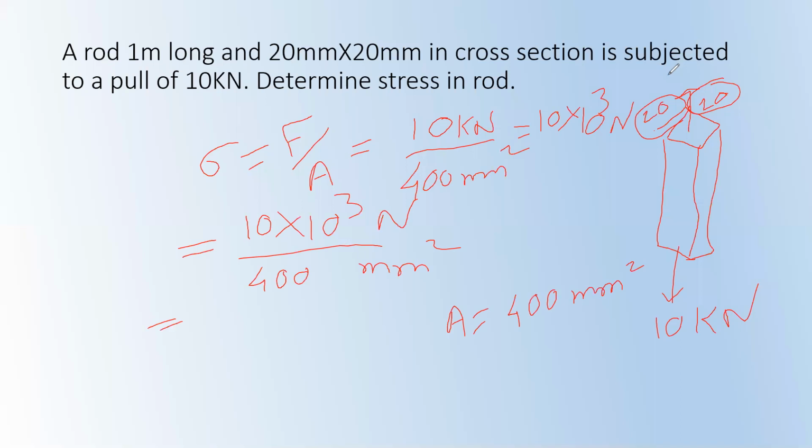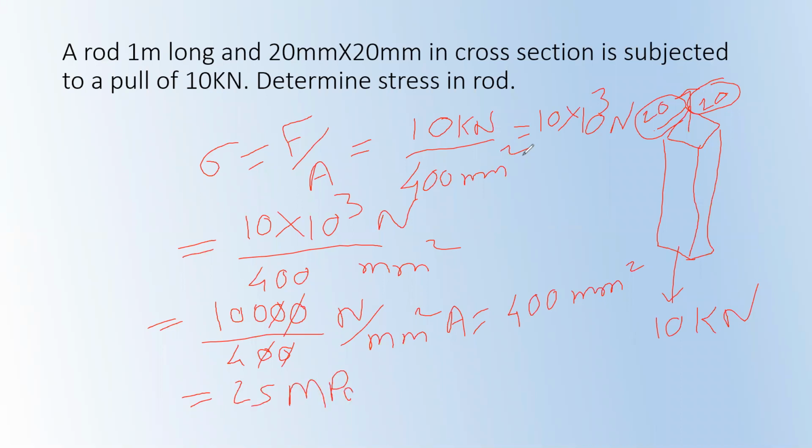So it is nothing but 10 raised to 4 upon 400 Newton per mm square. This will be cancelled, 100 upon 4, that comes out to be 25. So whenever I say this comes out to be 25, what is it? This is 25 Newton per mm square. Newton per mm square is what? That is megapascal. We have already seen. So I can say it is 25 Newton per mm square, or it is 25 MPa.